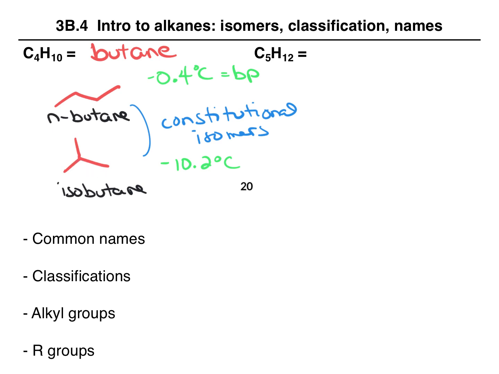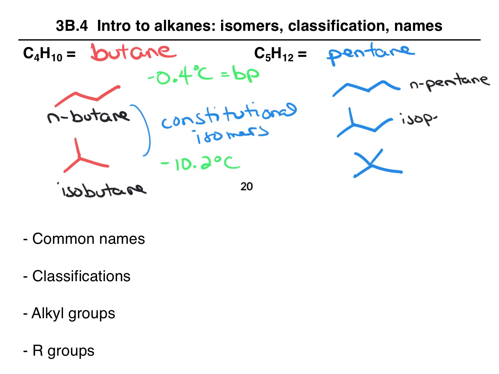Next, if we look at C5H12, this would be pentane, but we can draw this as 5 carbons in a chain. We could have 4 carbons in a chain and a methyl branch, or we could have 3 carbons in a chain and 2 methyl branches. So the first one would be named n-pentane, specifying that it is normal, that it is straight chain. The second one is isopentane, and the third one is called neopentane. So what we're looking at here are some of the common names for alkanes.